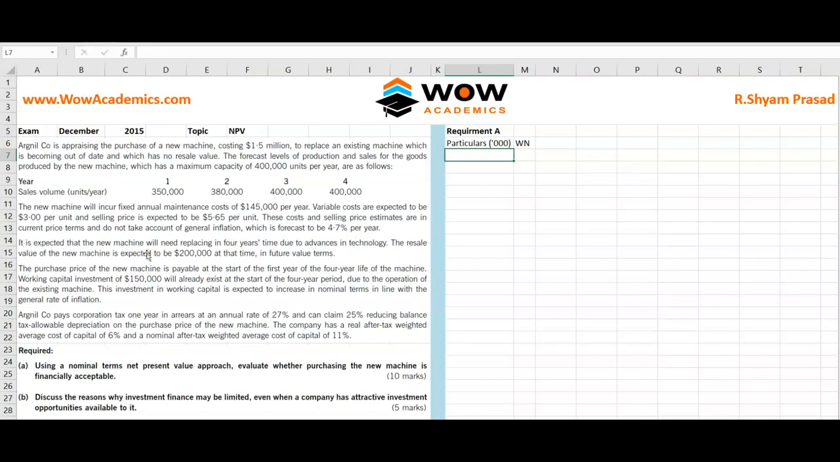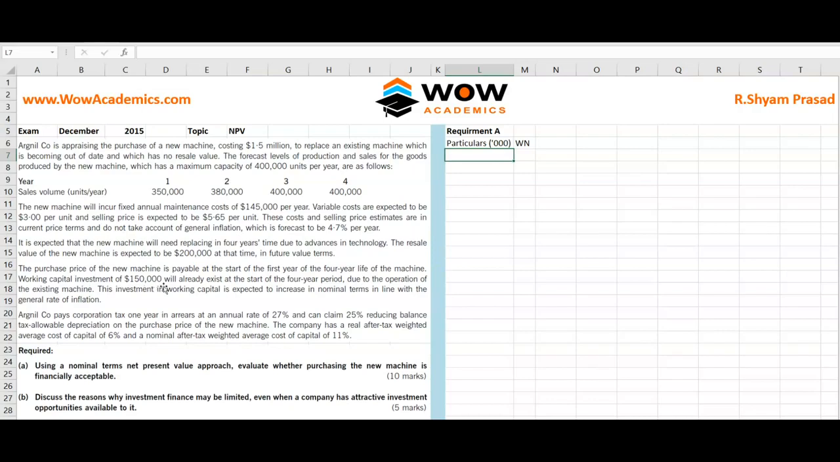It is expected that the new machine will need replacing in 4 years' time due to advanced technology. Resale value of the new machine is expected to be 2 lakhs at that time in future value terms. So this is a number in future value, so we have to discount it. There's no inflation or anything required with this value. So the resale price is 2 lakhs. The purchase price of the new machine is payable at the start of the first year of the 4-year life of the machine.